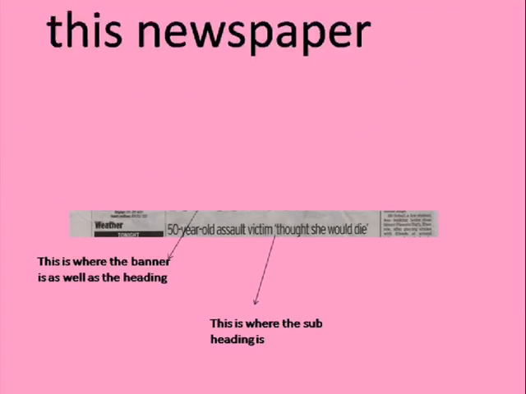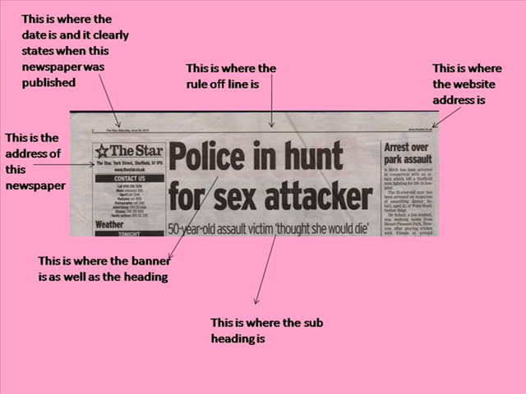This is page 2 of the newspaper. The date is published at the very top of the page. The rule of line shows the reader that the article is about to begin. The website address is shown again at the top of the page, so the reader can find extra information about the article. The subheading is smaller than the main heading. The main headline is what the reader focuses on first, as their eyes get drawn to it.